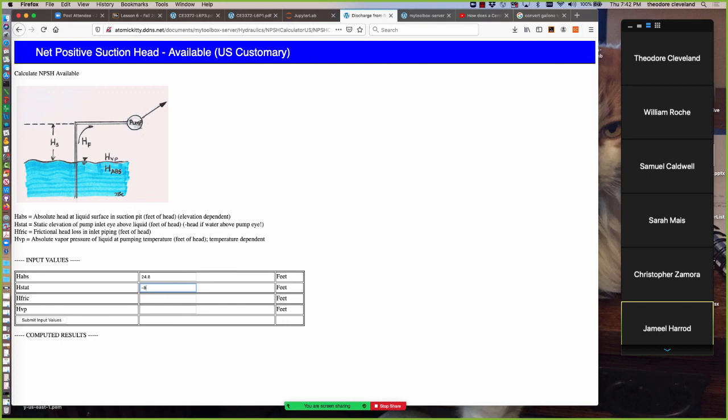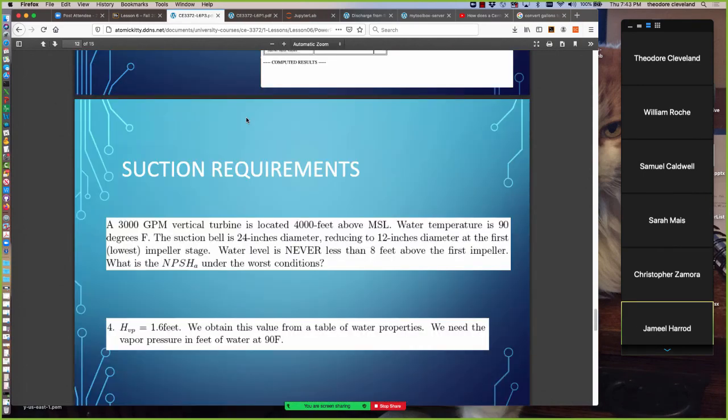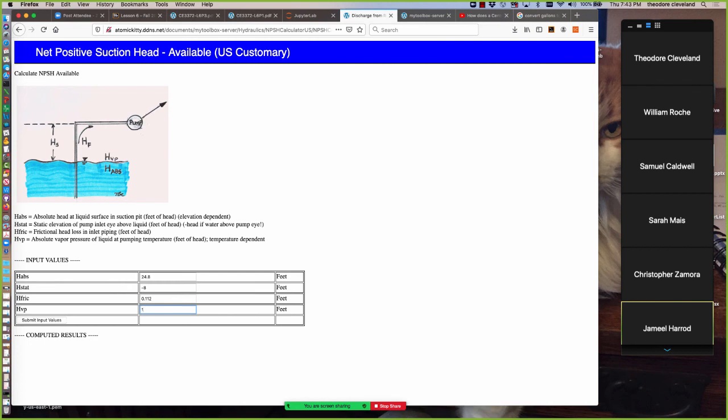Okay, let me see if I'm getting the sign right, because it's a little bit tricky. H sub S in this online application is positive if the pump is above the water, so ours is going to be -8. Frictional loss was 0.112, kind of small. And the vapor pressure we had was 1.6 feet. Should get somewhere around 31 feet out of this. Sure enough, I do.